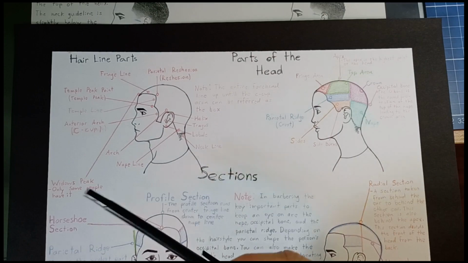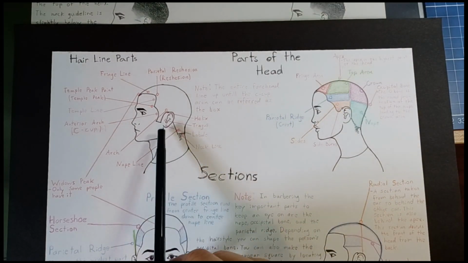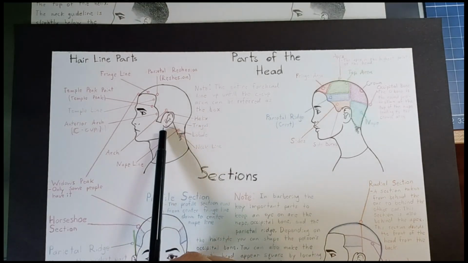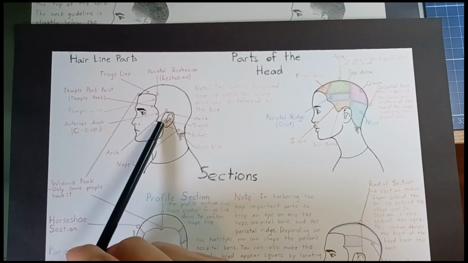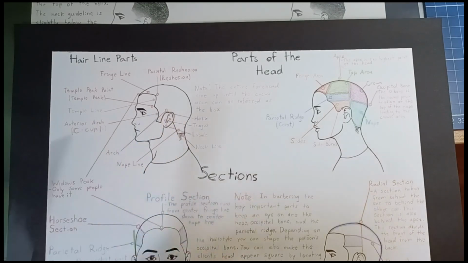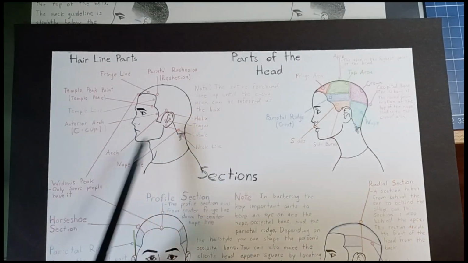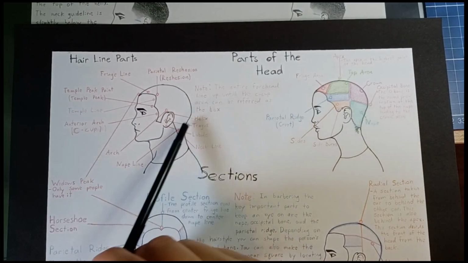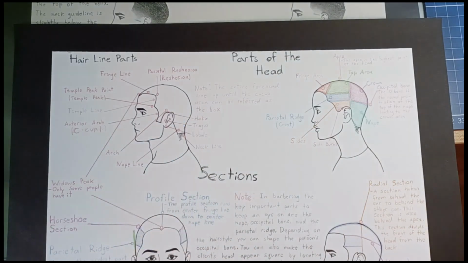Some reference points I like to use when barbering are the ears. At the bottom of the ear, you've got your lobe. This flap of ear, kind of in front of your ear tunnel, is the tragus. And this top flappy part is the helix.